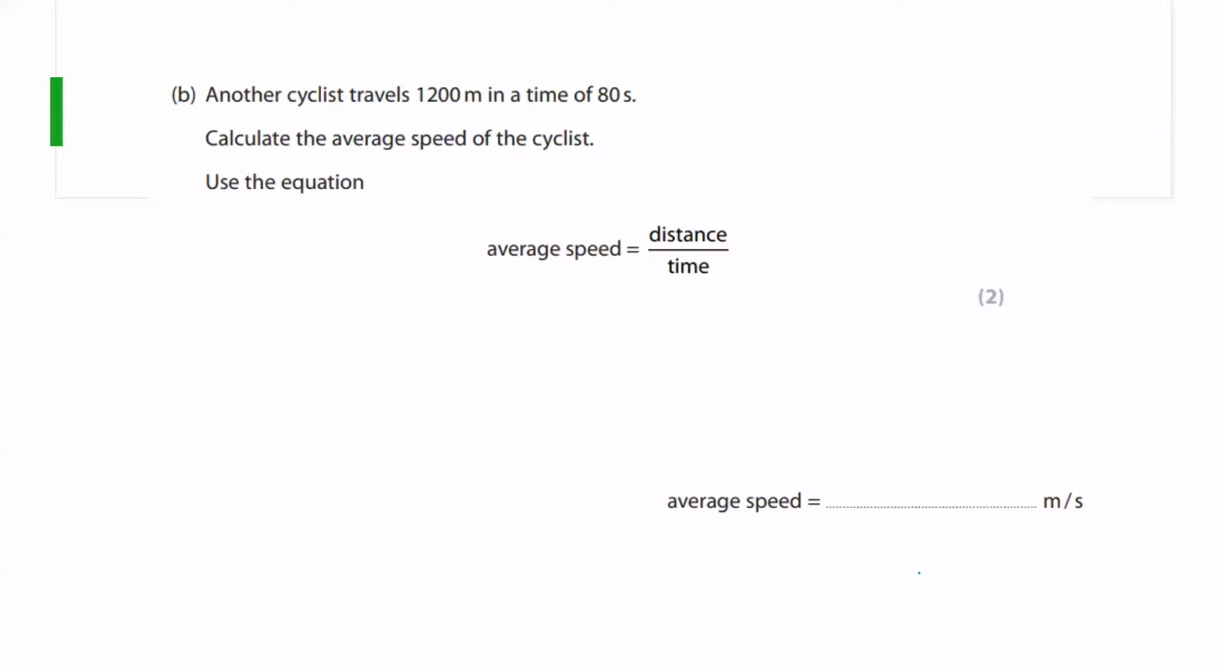Another cyclist travels 1,200 meters in a time of 80 seconds. Calculate the average speed of the cyclist. Use the equation average speed is distance over time. You probably know this from maths as well, don't you? So we're going to just substitute numbers in again. Distance, 1,200, is in meters, what we want. Time is 80, so we don't have to convert anything here. We might later on for other questions. So 1,200, we can use calculators here, divided by 80. It's 15, an exact answer.